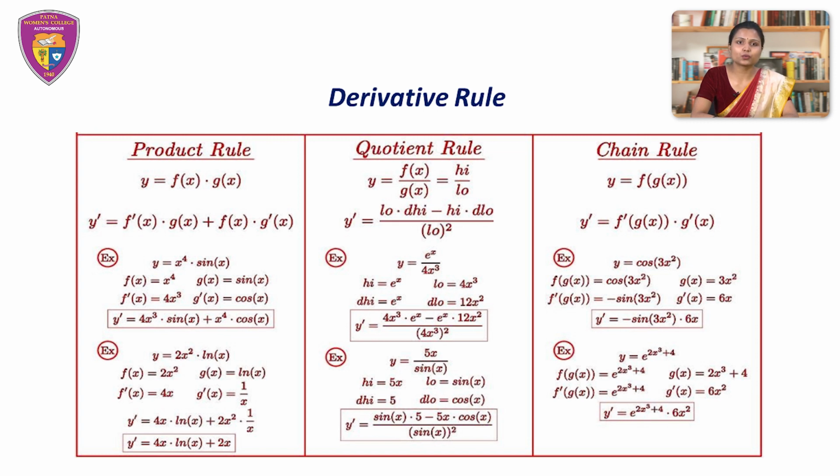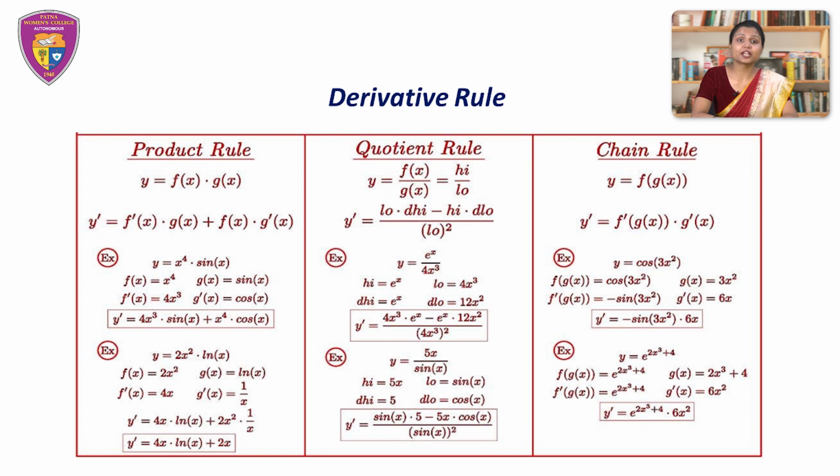Then we use the quotient rule to find the derivative of a function which is in the ratio of two differentiable functions. For example, if we have y equals 5x upon sin x, then its derivative is calculated as the denominator times the derivative of the numerator minus the numerator times the derivative of the denominator, and whole divided by the square of the denominator. That is, here y dash equals sin x into 5 minus 5x into cos x, all divided by the whole square of sin x.